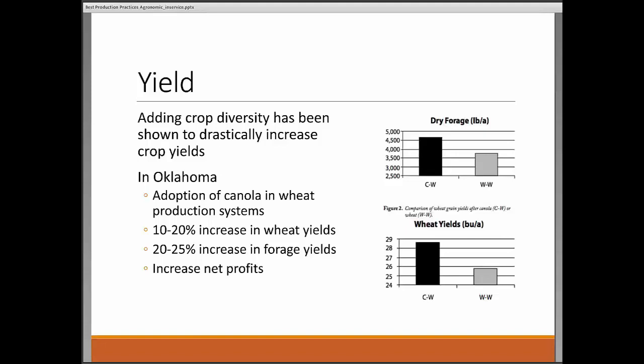If you're a cattle guy, you're working with a lot of cattle growers, the question becomes, well, that's fine. I don't care about wheat yields. I make my money on forage. Crop rotation does the same. We see around a 20 to 25% increase in our forage yields from our wheat production system and that dual purpose wheat when we actually do get into a crop rotation.